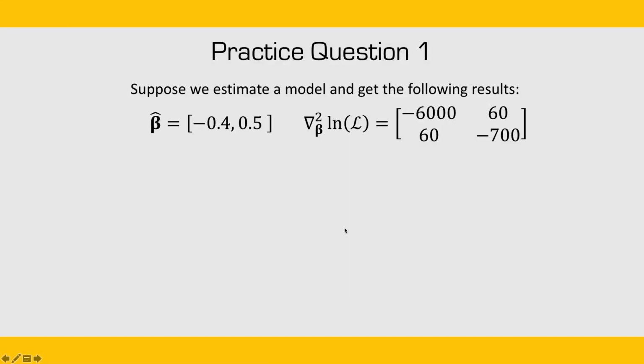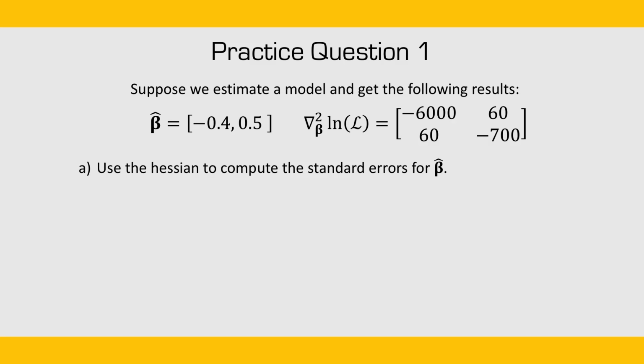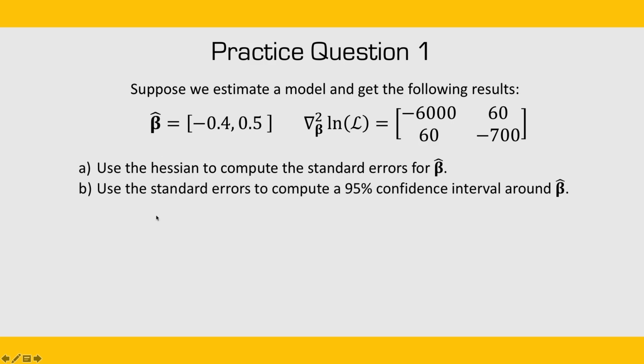So for practice question 1, let's say we estimated a model. Our beta coefficients are beta 1 is negative 0.4, beta 2 is 0.5, and this is the Hessian matrix, the matrix of second derivatives that result from our estimation. Part A, use the Hessian to compute the standard errors for beta hat. And part B, use the standard errors to compute a 95% confidence interval around beta hat.